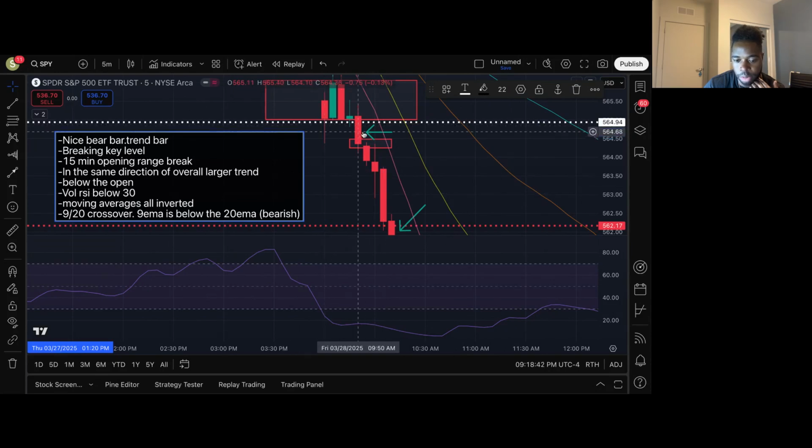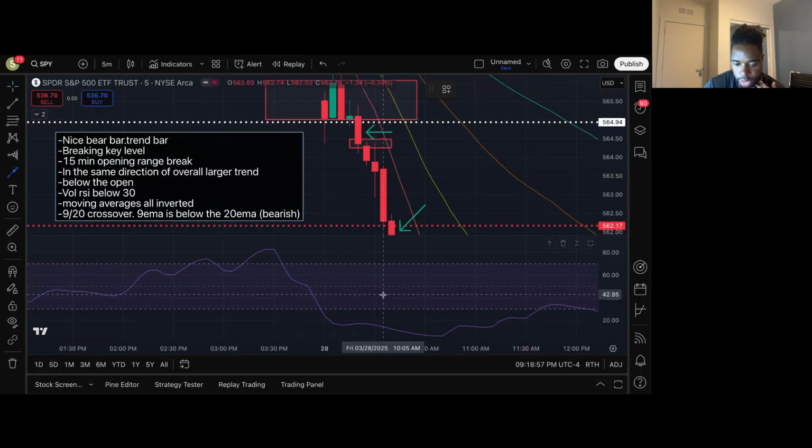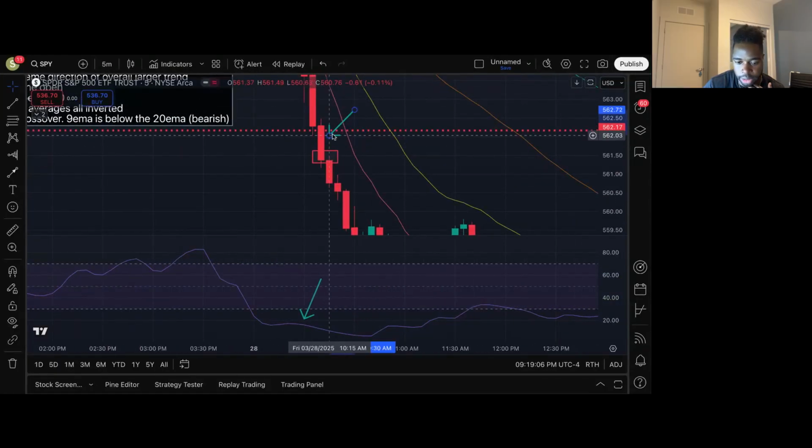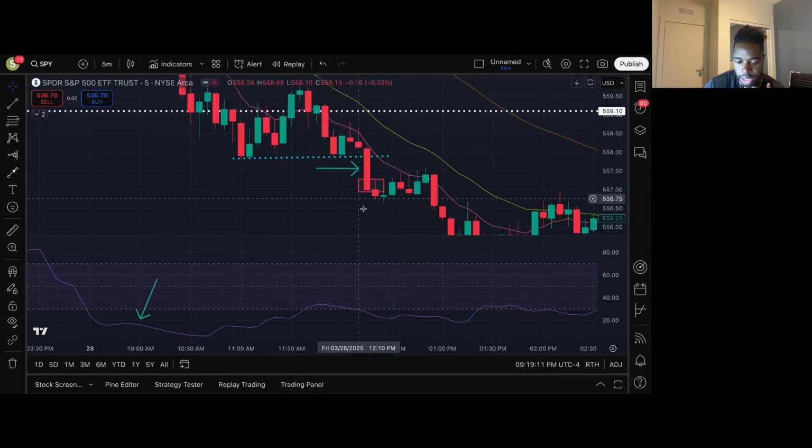So what happened? We had a nice bear bar trend breaking below this key level. It's also a 15-minute opening range breakout. We're below the 9 and the 20. The overall trend on larger time frames is a downtrend. We're below the open. The volume RSI here, look at this, is below 30, and it's super low. That tells me there's a lot of downward volume, a lot of downward momentum. And all the moving averages are inverted. I could say pretty much the same about this bar, all the same thing, continuation. And in this case, we're also breaking a double bottom. So pretty much just taking notes.